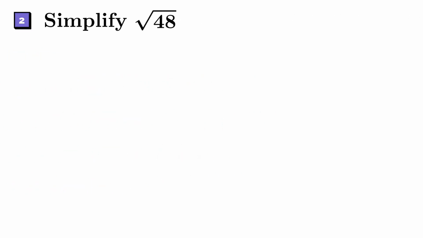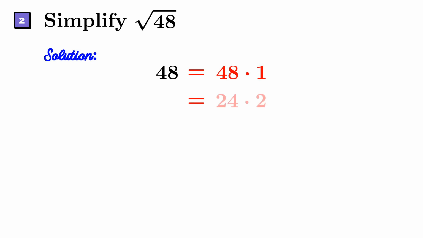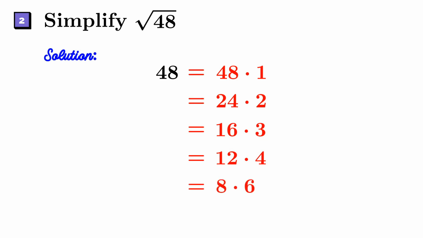Isa pang example, let us simplify the square root of 48. So, ganun ulit, ifa-factor natin yung 48. Ano-ano ba yung mga factors ng 48? Pwede siyang 48 times 1, pwede siyang 24 times 2, pwede ring 16 times 3, 12 times 4, and 8 times 6. So, ano-ano ba yung mga perfect square factor ng 48?